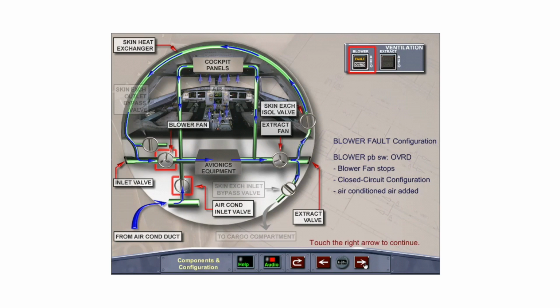The air conditioning inlet valve opens to allow cool air from the air conditioning system to be mixed with the ventilation air. The skin exchanger isolation valve opens, and all other valves close. The avionics equipment ventilation computer continues to control the ventilation system valves and extract fan.